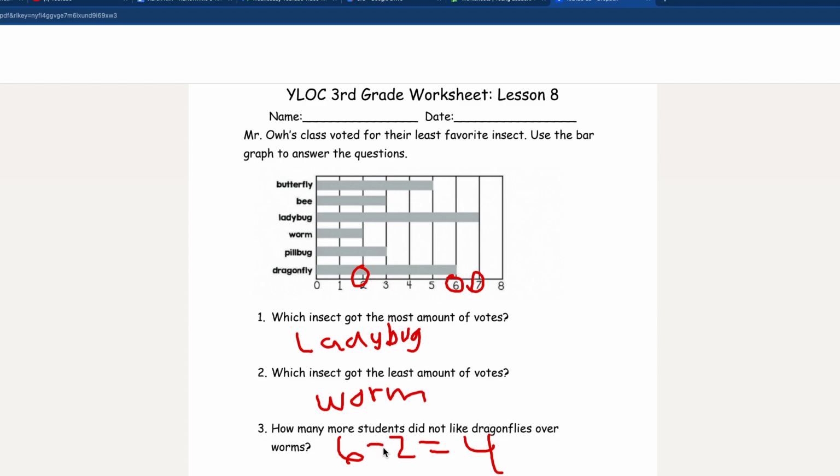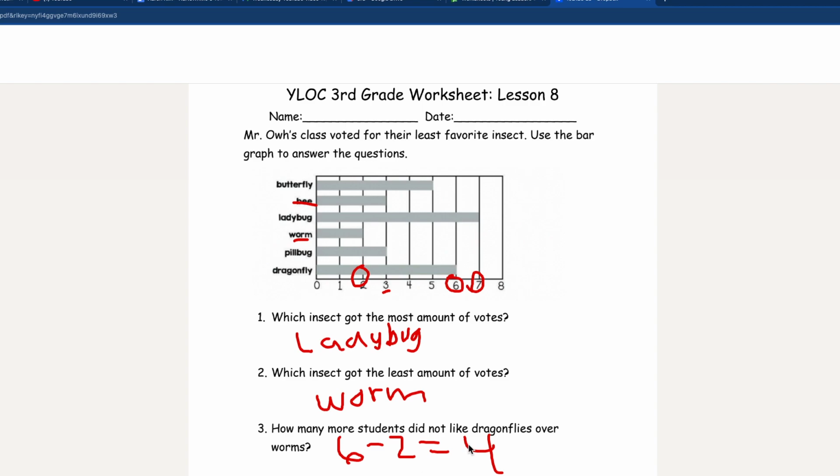All right, number 4. How many students did not like bees and worms? This is an addition problem because it consists of the votes from both bees and worms. Bees consist of 3 votes, and worms consist of 2 votes. So 3 plus 2 should equal 5 votes.